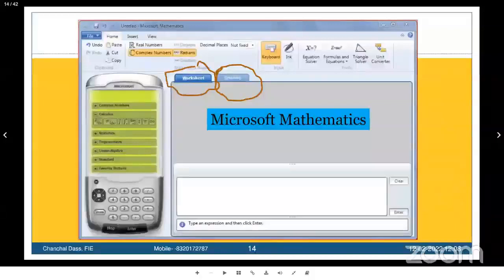So I am showing some Microsoft Mathematics. It is a simple interface, and you see it has a worksheet. Here you can enter the calculations, and it also has a very good graphics package.